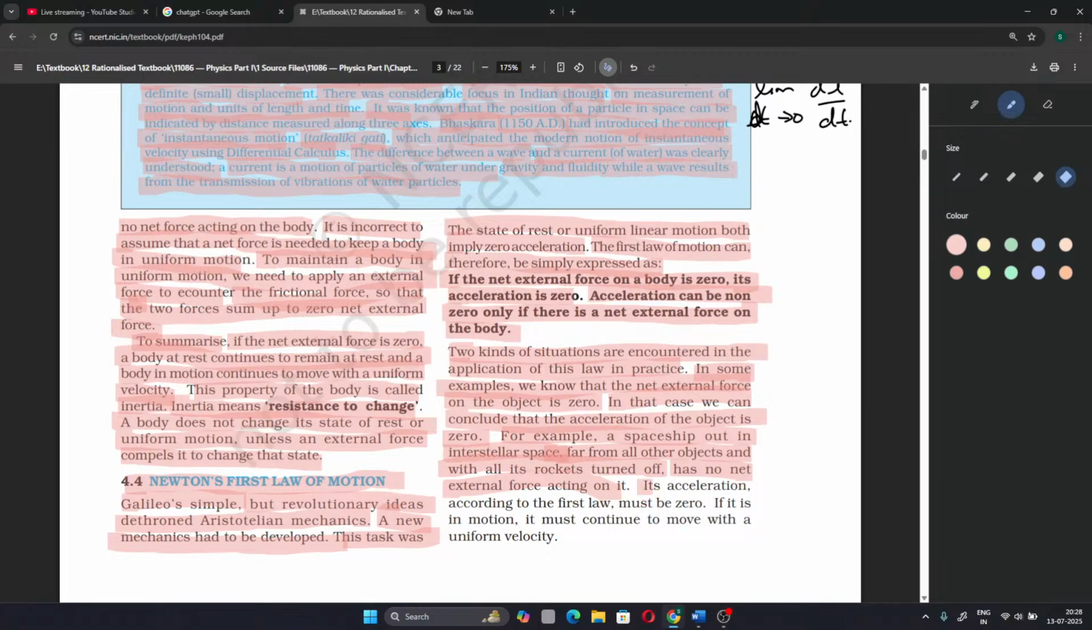Then its acceleration, according to this first law of Newton, must always be zero. If it is in a state of rest, it will stay in the state of rest. But if it is in motion, then it must continue to move with the same uniform velocity.